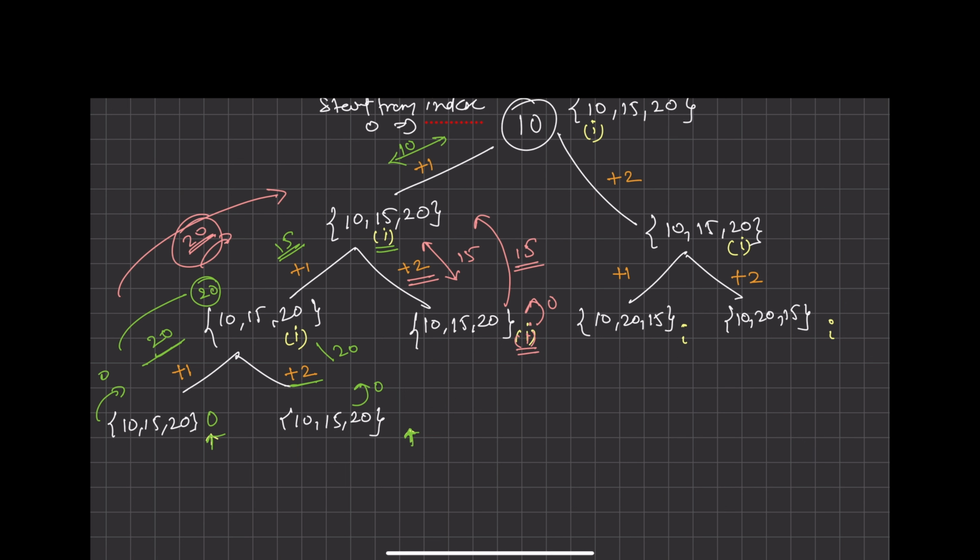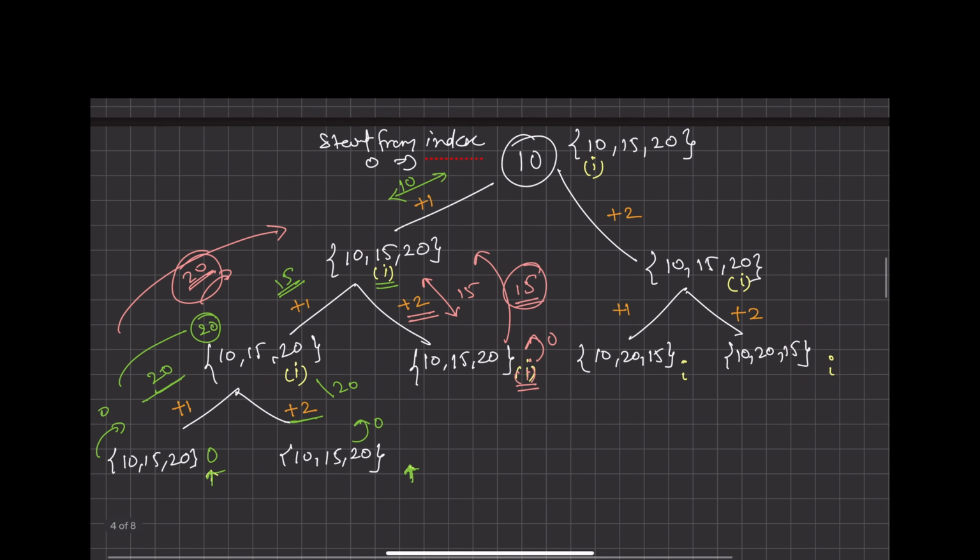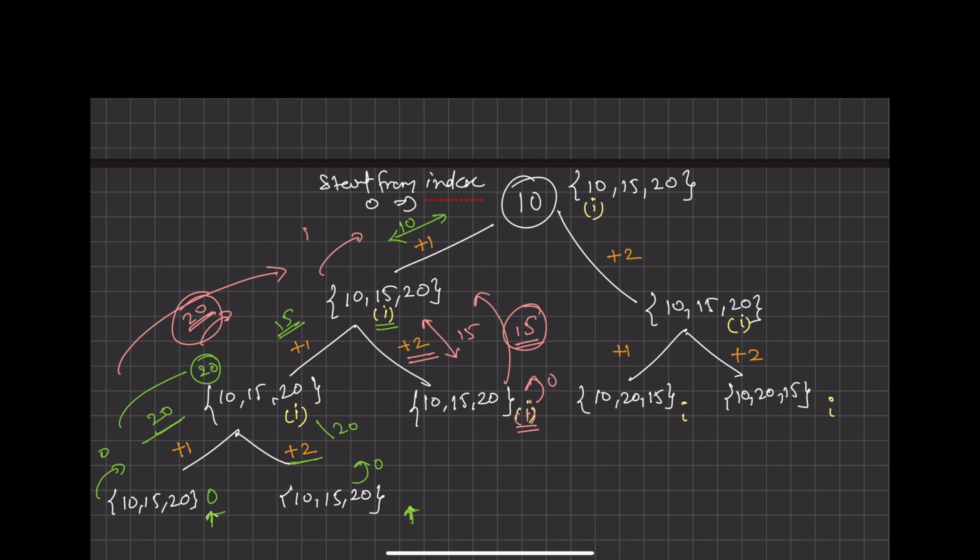From the left side we get 20. From the right side we get 15. So what is the minimum? 15. So we will return 15.